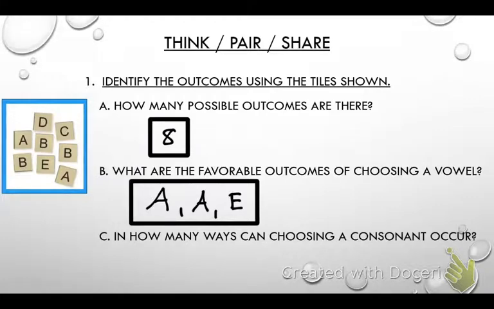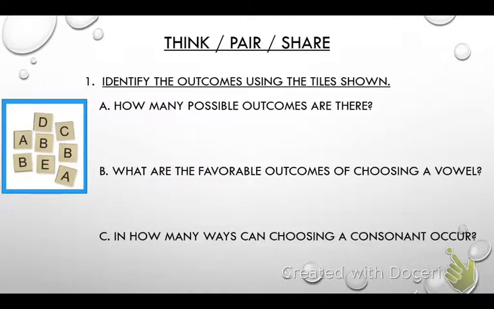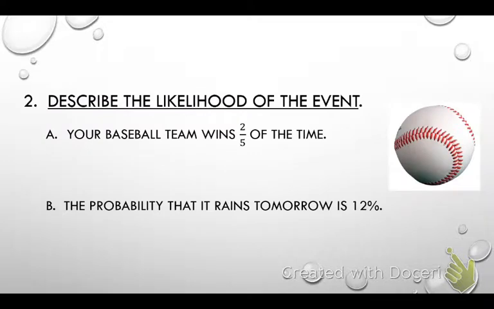Now it says, how many ways can choosing a constant occur? 5 different ways. What were those ways? All right, very good. Next up, the next example that we had today, describe the likelihood of the event to happen. 2/5. What percentage is 2/5? 40%. 40%, okay, because it was 0.4, so it's at 40%.